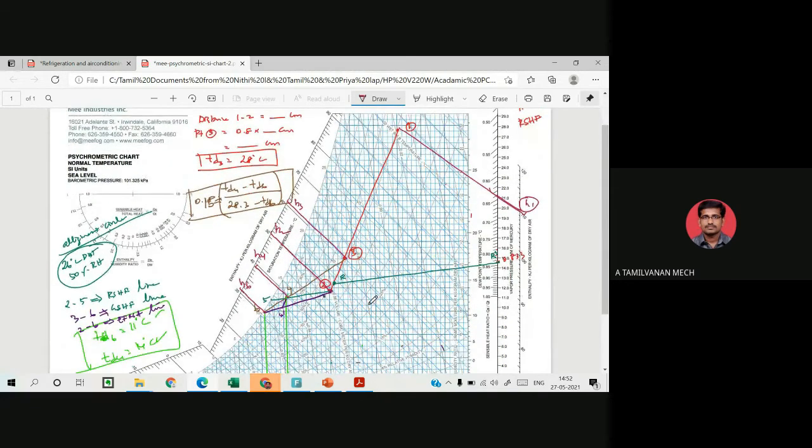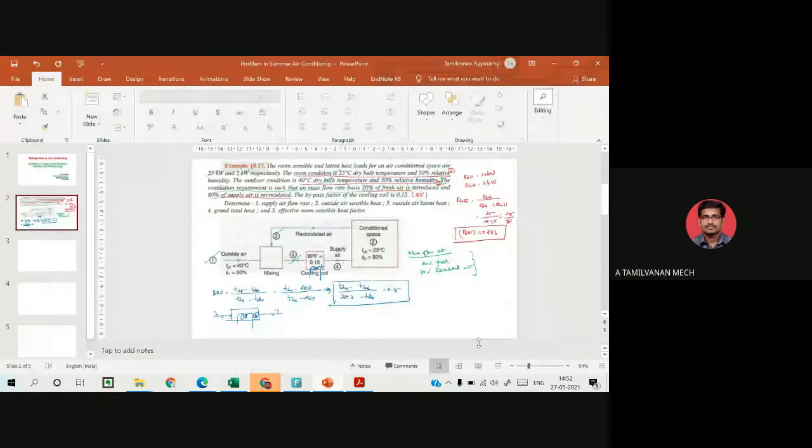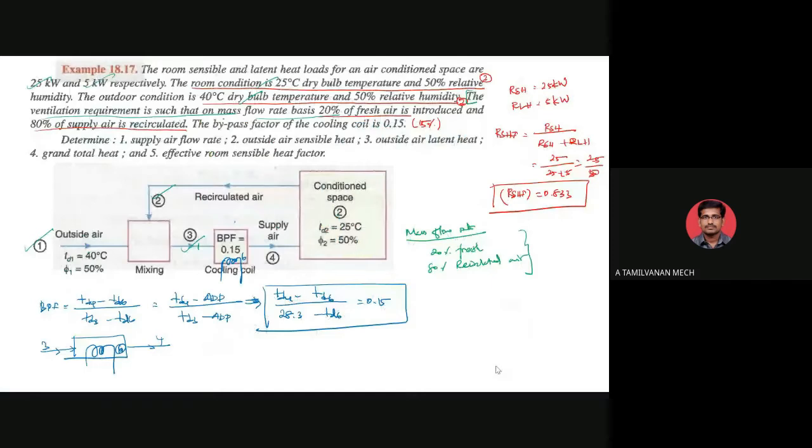Okay. Next we move to the substitution part of the problem. We already found from the psychrometric chart and the equation that TD4 may be around 14 degrees Celsius and TD6 may be around 11 degrees Celsius. By trial and approximation, we find the factor. Then first we are going to find the supply flow rate.